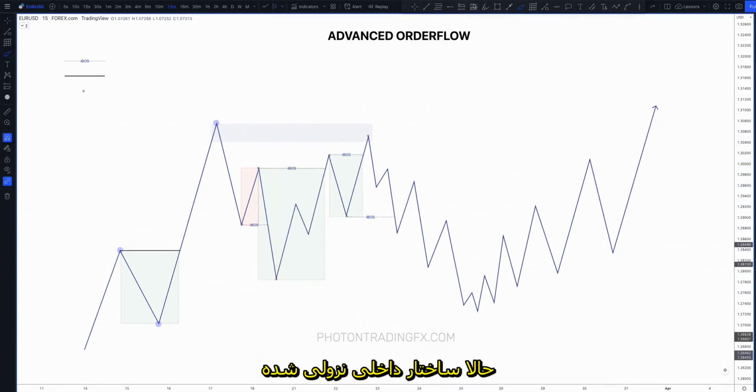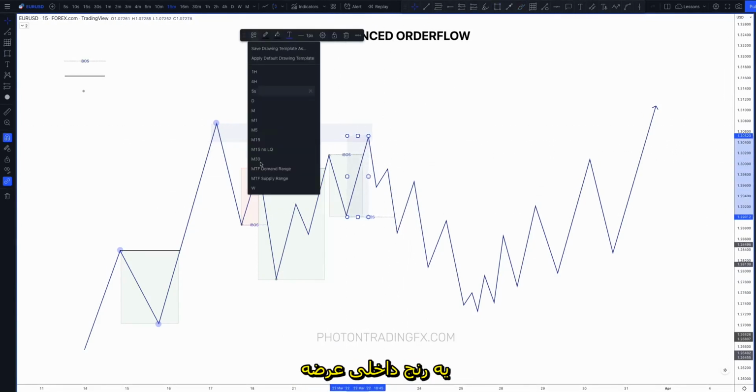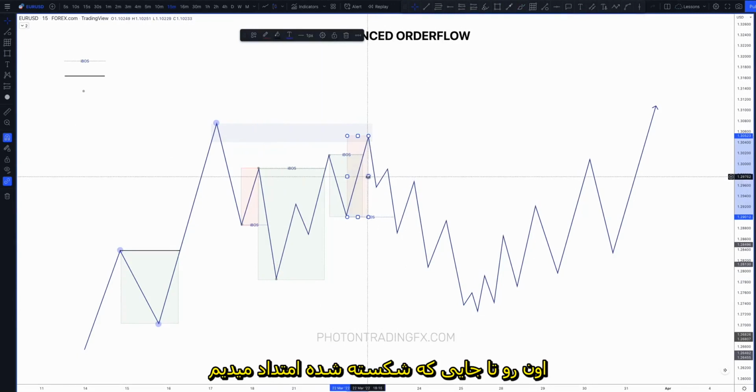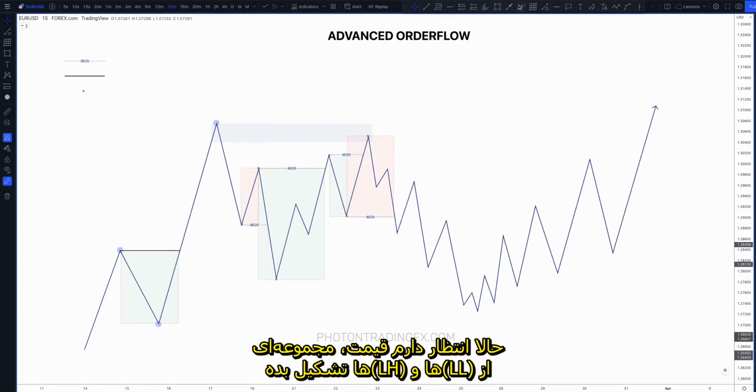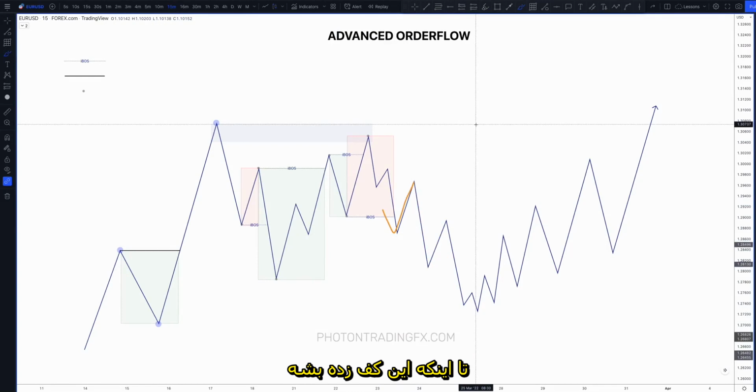So now the internal structure is bearish. So now what do we have? Now we have an internal supply range. So drag that across to where it's broken, right? So now what we expect is price to form a series of lower lows and lower highs until it takes out this low, right? And for that to be respected.